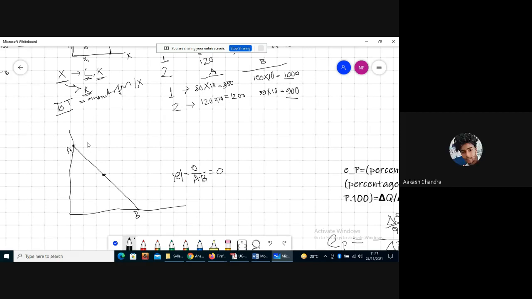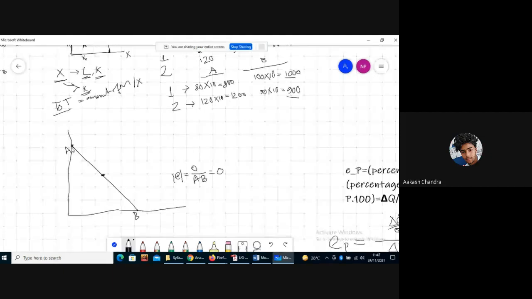BC by AC, sir. Where is C here? There is no C, only A and B. What will be the value of elasticity at point A? What is the lower part for point A? The lower part will be AB, sir.